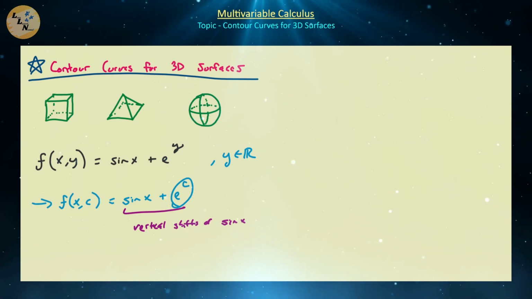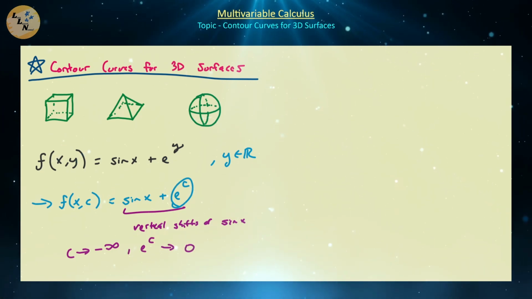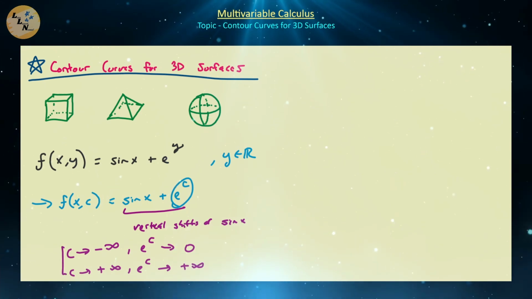Now, in particular, as c tends to minus infinity, then we should know that e to the c should tend to 0 from the positive direction, right? And of course, as c goes to positive infinity, then e to the power of c is also going to go to positive infinity as well. So the vertical shift of sine is bounded below by 0 and not bounded above.